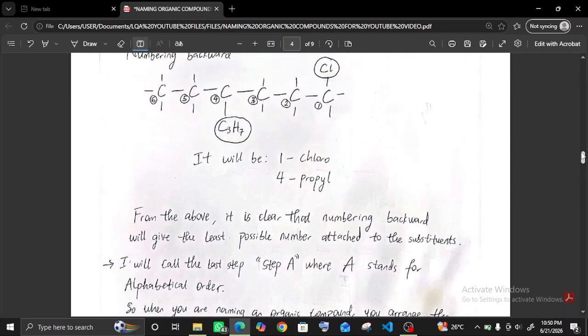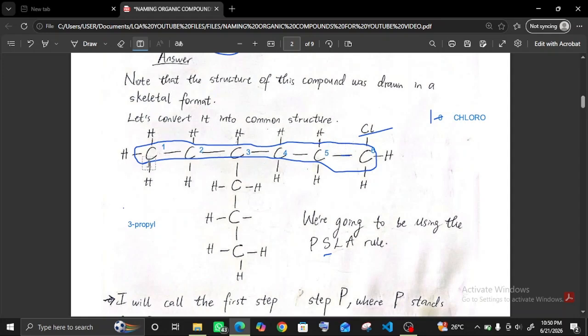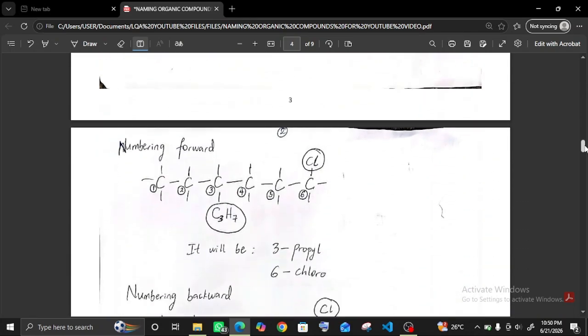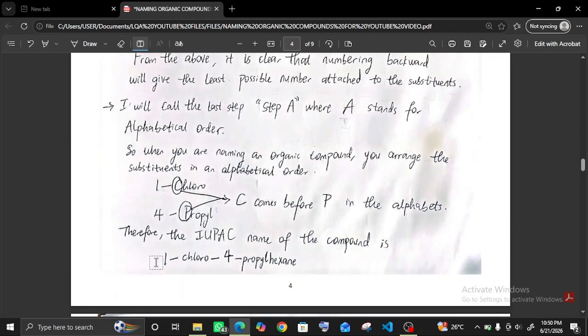Then the parent chain is hexane. As you can see here, we have 6 carbon atoms in the parent chain. And 6 stands for hex. So that would be hexane. So that's why the name of the organic compound is 1-chloro, 4-propyl hexane.